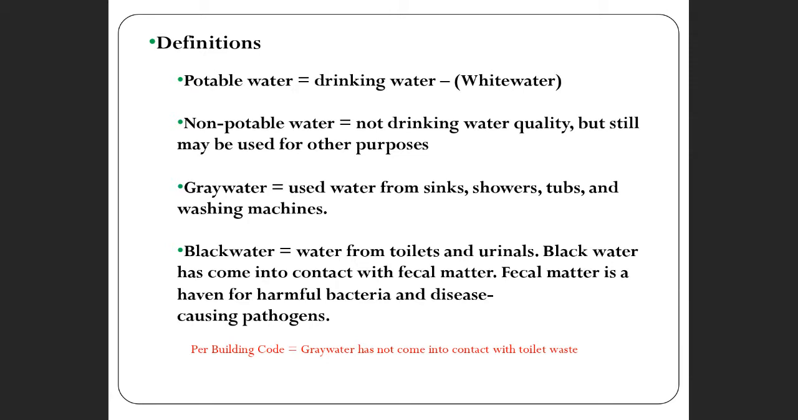Fecal matter is a haven for harmful bacteria and disease-causing pathogens, right? So we want to make sure that gets discharged to the wastewater system. So from a building code standpoint, anything that has not come into contact with human waste might be, as you will see in a minute, suitable for potential reuse. So again, we have to think about potable and non-potable water, and gray water and black water.